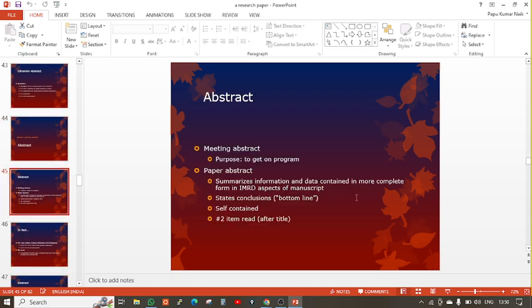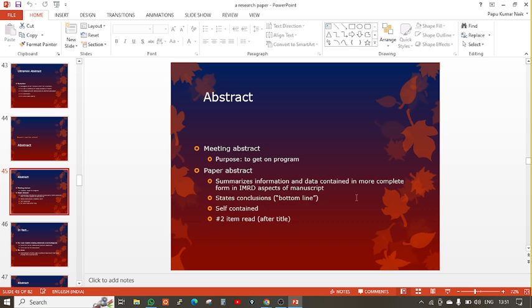So what does it tell? A meeting abstract is for the purpose of a program. That means there are different types of abstract, depending on what you are writing. A meeting abstract is not for writing a research paper, but whenever you do some meeting or scientific communication, you write one or two paragraphs with complete details about your meeting or your program. That is called a meeting abstract. We do not focus on that.